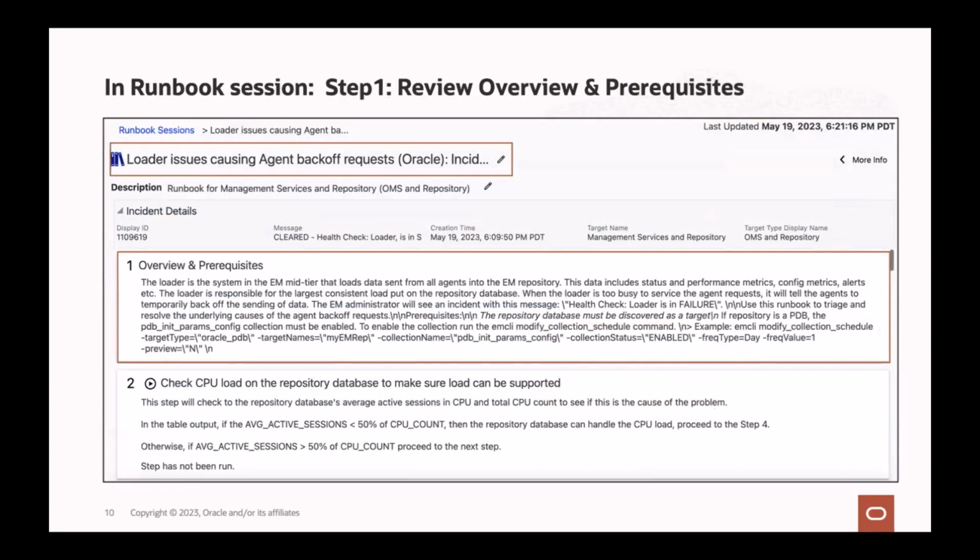This is the runbook session, and here step 1 provides an overview and prerequisites that are required to execute this runbook. The important thing is the repository database should be discovered as a target in Enterprise Manager. And if the repository is a PDB, then the PDB init parameters config collections should be enabled.